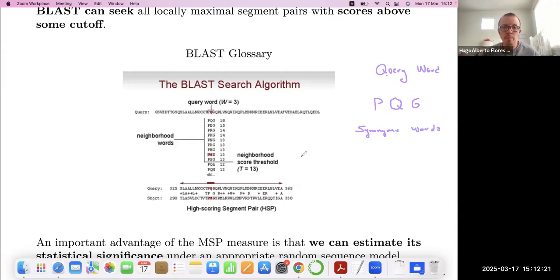Of the same that I'm saying here, the neighborhood words can be words where, instead of having PQG, I'm changing something else. So if I have an identity in my subject sequence, I have PQG in the query and PQG in the subject. This is the score that I get, 18. If I find exactly the same letters, I will have 18 as my score.